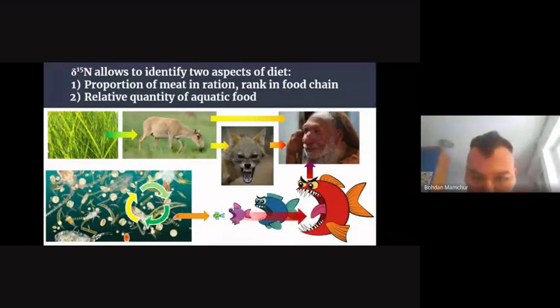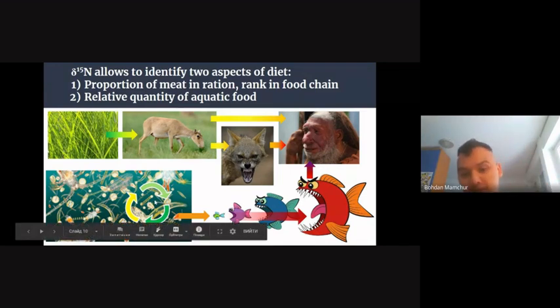The first of them is the position of the individual in the food web, the proportion of meat consumed. The more meat one ate, the higher is their delta N15 value. Also, if one ate meat of predators, non-herbivores, it will be higher. Another aspect is the amount of aquatic food. The thing is that aquatic food webs are much longer. Even plankton, which is always at the basis of these food webs, can be some small plankton organisms, can be some small predators.